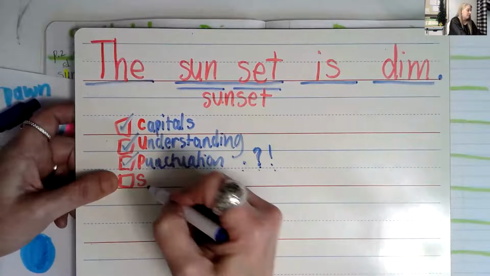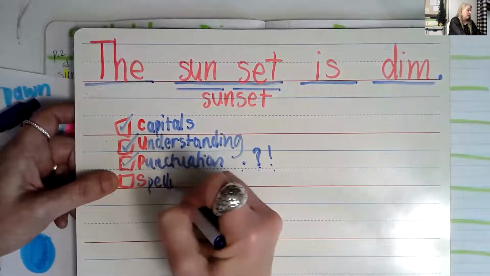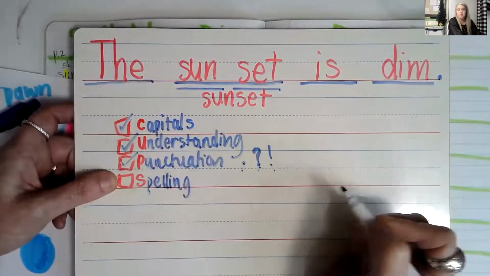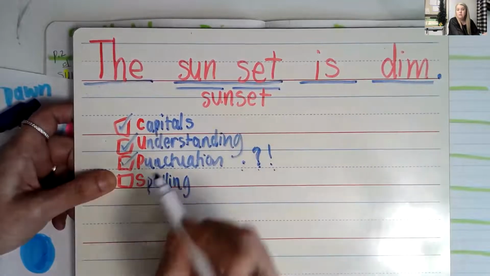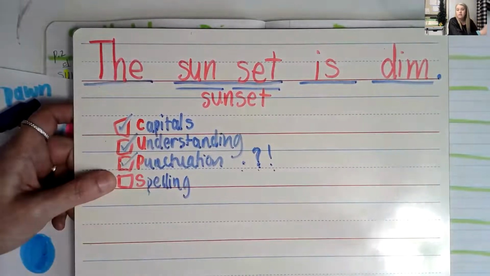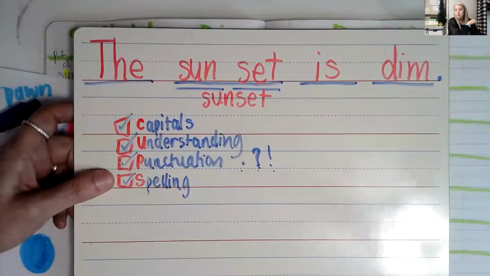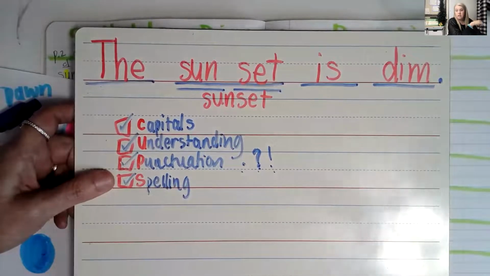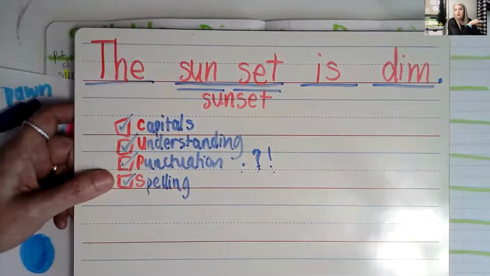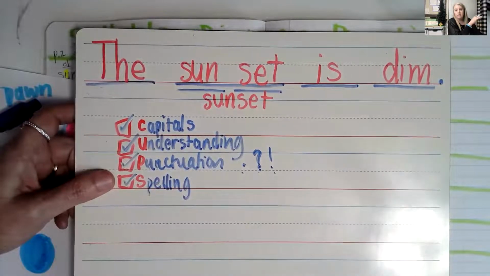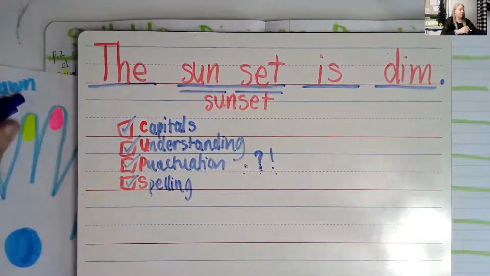And S stands for spelling. So we're really working hard on trying to make sure we're spelling correctly. So go through and look at each of your words real carefully and make sure that they are spelled correctly. So whenever you finish writing your sentence, check for CUPS, or you're going to tell them, now look at your CUPS before you show me, and then they'll go through it real quick, and then they'll show it to me.